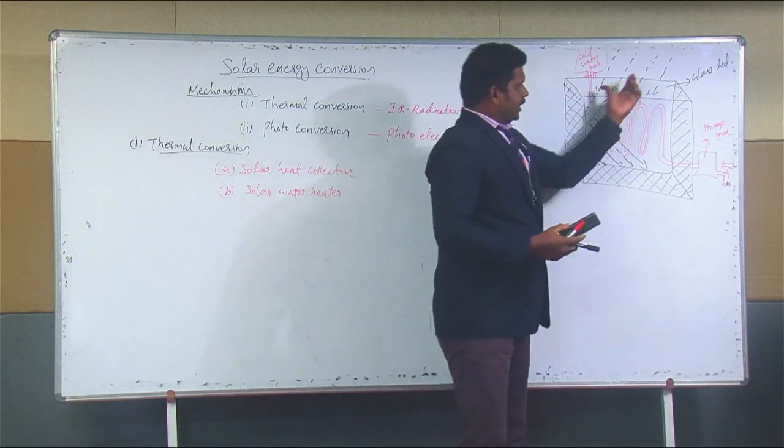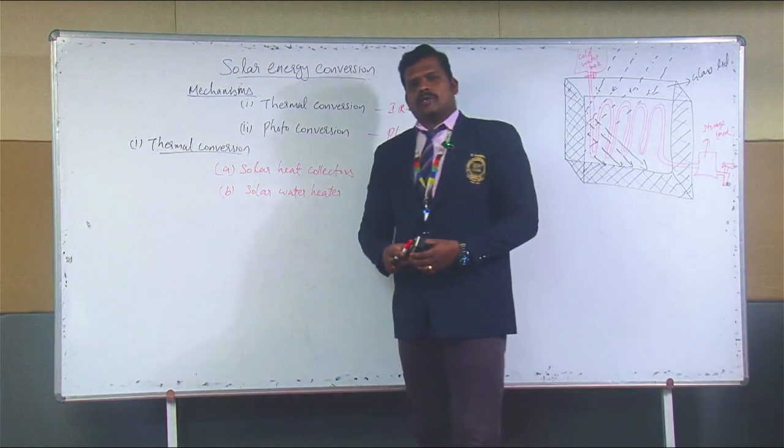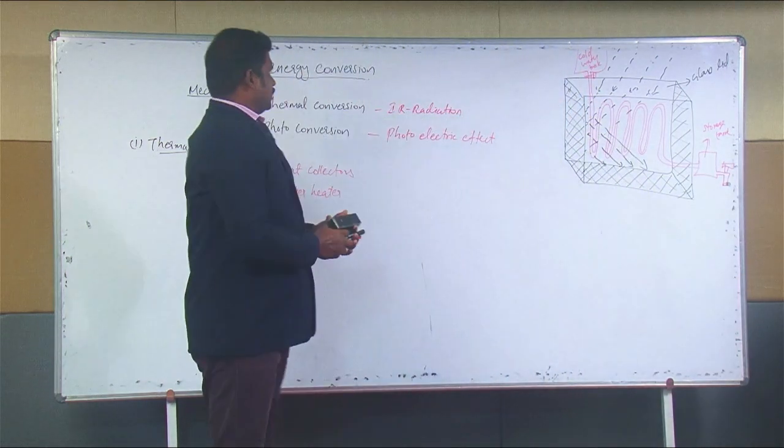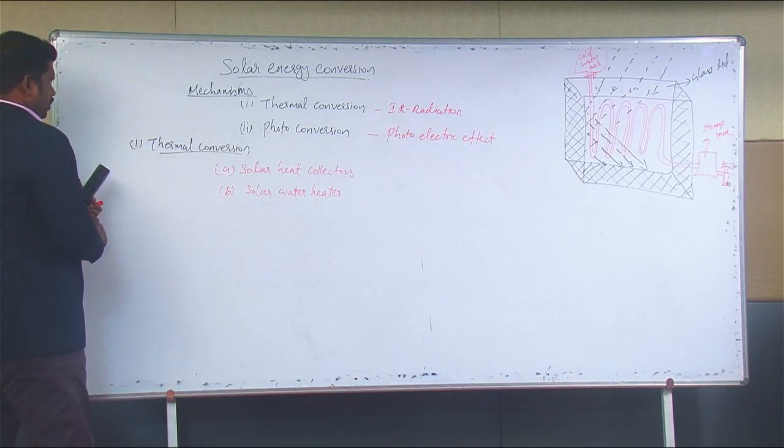Then we can collect the hot water in the storage tank. We can use that hot water for various purposes like bathing. Right, that's a solar water heater. And then second, photo conversion.